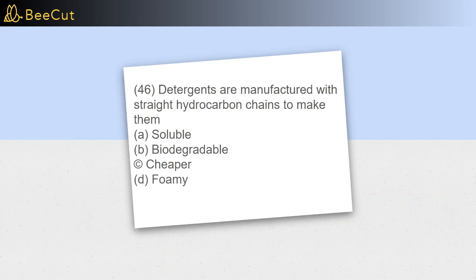Detergents are manufactured with straight hydrocarbon chain to make them A, soluble; B, biodegradable; C, cheaper; D, foaming. B, biodegradable, to make it decompose when microorganisms act on it.